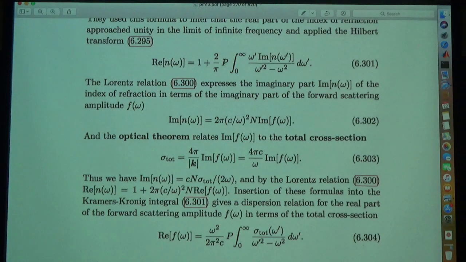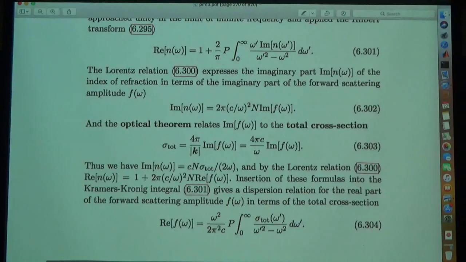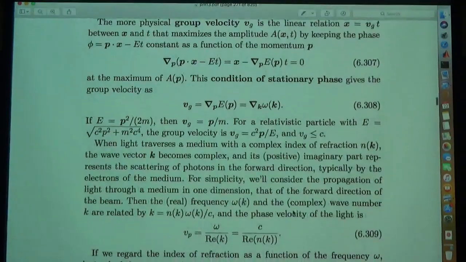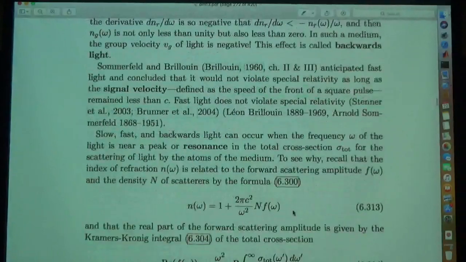which is one of the Hilbert transform expressions, you get this expression here, namely that the real part of the forward scattering amplitude is omega squared over 2 pi squared c times the principal part of the integral from 0 to infinity of the total cross-section divided by omega prime squared minus omega squared d omega prime. And the total cross-section is evaluated at omega prime. So those are the phase and group relations.